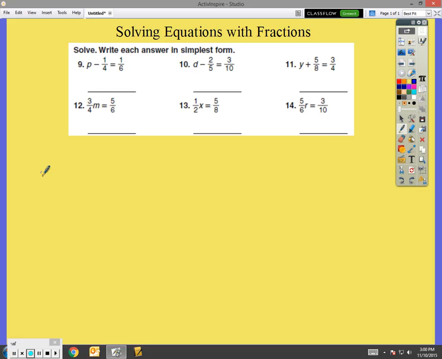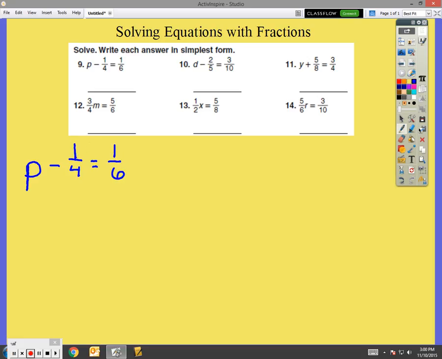I want to come to you with some problems or examples on how to solve equations when they contain fractions. Now, I don't know how long I'll be able to work here because my computer's glitching a great deal. So let's get moving quickly here. I'm looking at number 9. It says p minus 1/4 is equal to 1/6.